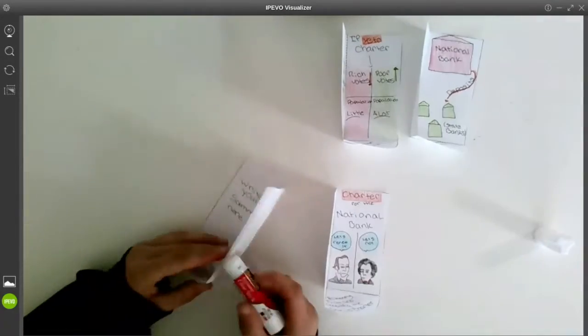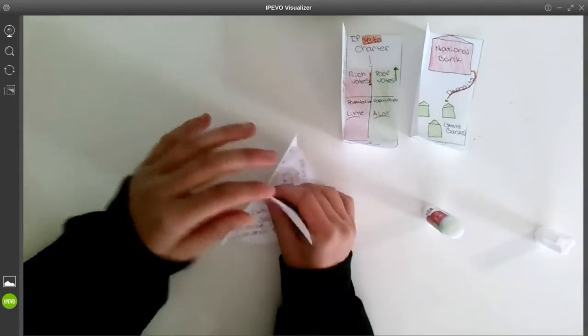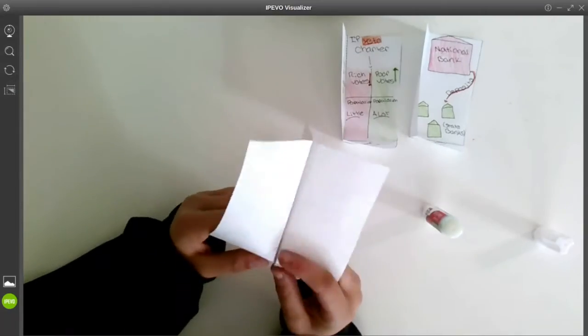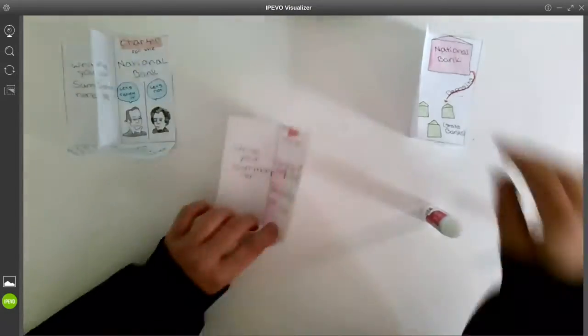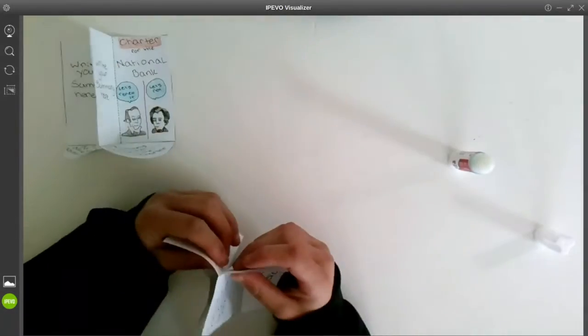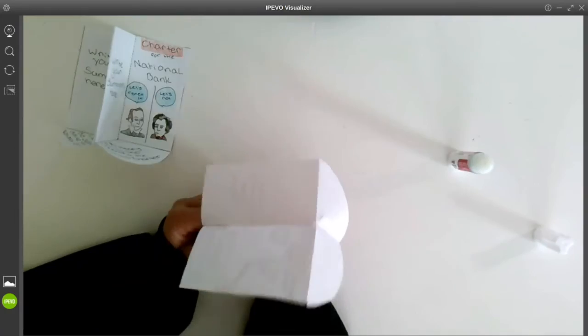Next, for the part that is titled, Why Did Jackson Dislike the National Bank?, put glue on the back of the right-hand side. Stick this to the left-hand side of Henry Clay and renewing the bank's charter. Do the same for parts that are titled Jackson declining the bill and removing deposits.